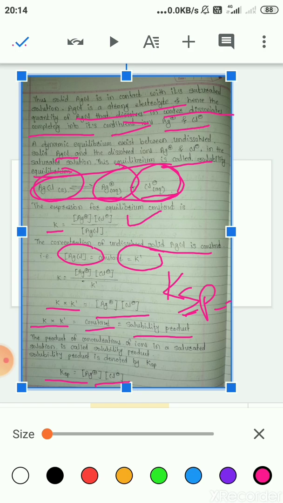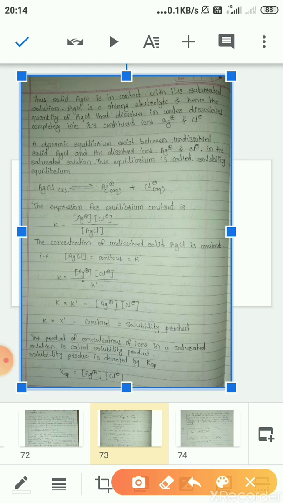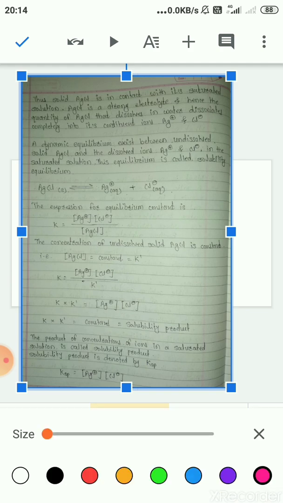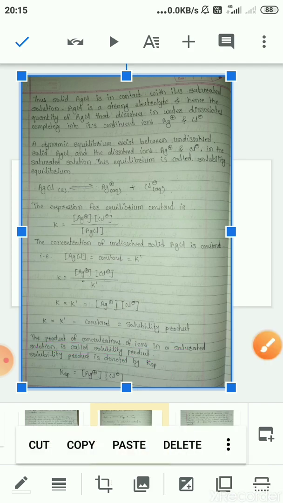So we can consider it as the product of concentration of ions in a saturated solution is called the solubility product. How can we define the solubility product? The product of concentration of ions in a saturated solution is called the solubility product, and the solubility product is denoted by Ksp. Now see, we can apply the same concept for a number of salts.